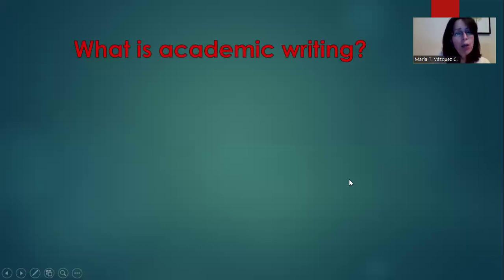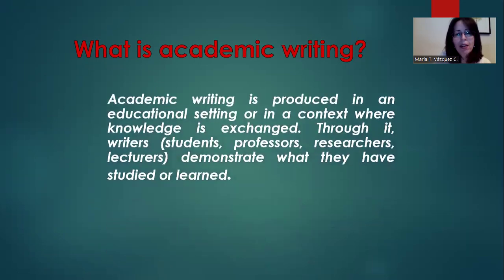What is academic writing? Here we have a definition, a simple one. It says academic writing is produced in an educational setting or in a context where knowledge is exchanged. Through it, writers, who could be students, professors, researchers, lecturers, demonstrate what they have studied or learned. It's based on reading, on research, on class discussions, and examples of this could be found in essays, abstracts, reports, research papers.